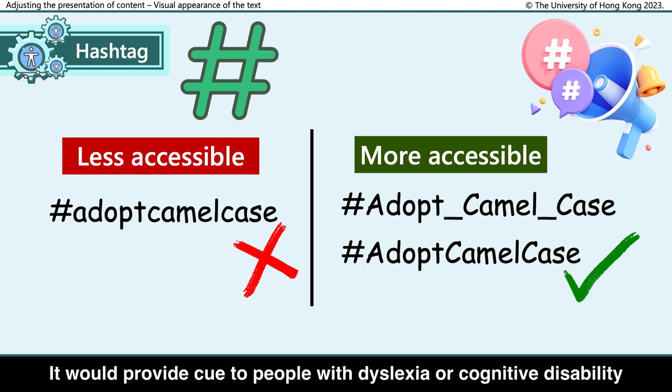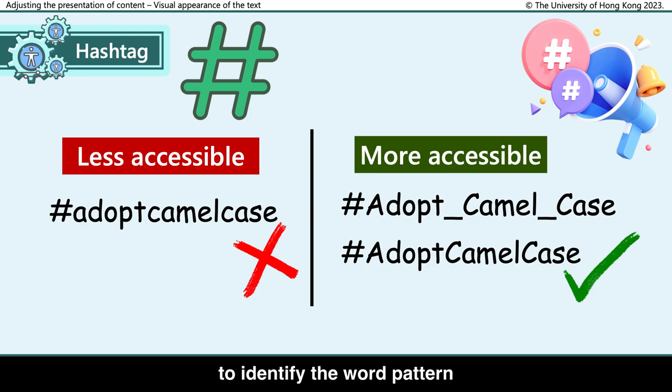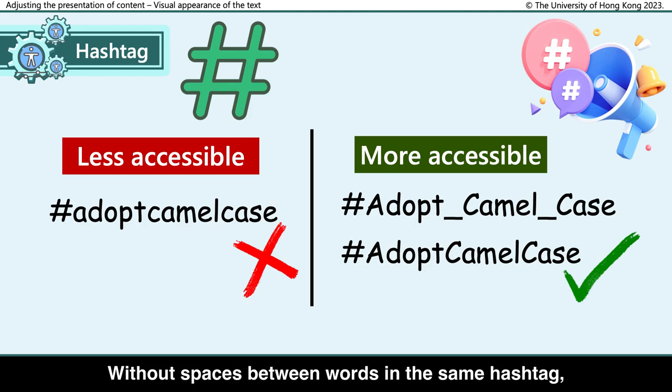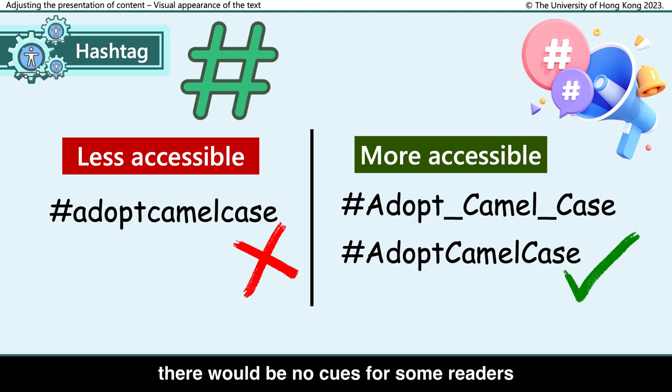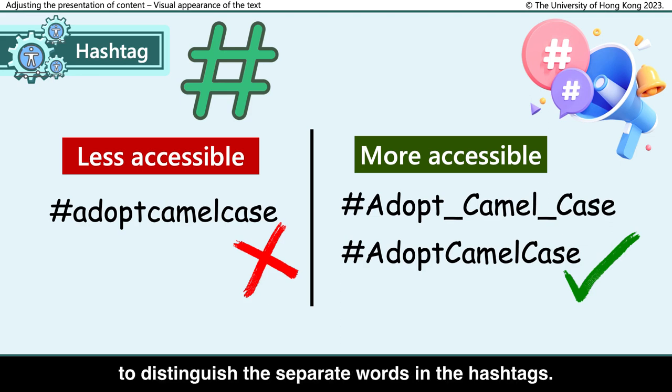It would provide cues to people with dyslexia or cognitive disability to identify the word pattern and recognize the words in the hashtag. Text-to-speech software might be able to read aloud the hashtag as different words as intended. Without spaces between words in the same hashtag, there would be no cues for some readers and text-to-speech software to distinguish the separate words in the hashtags.